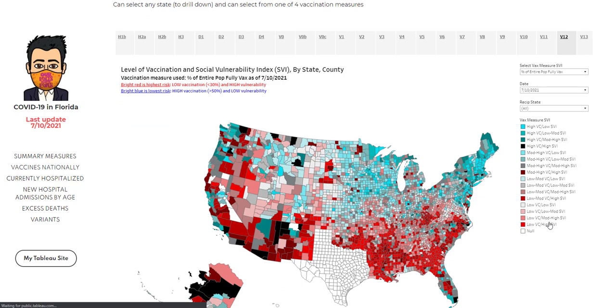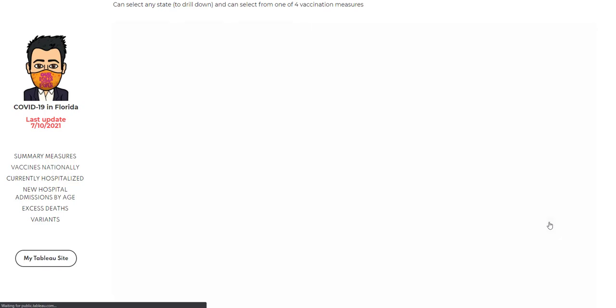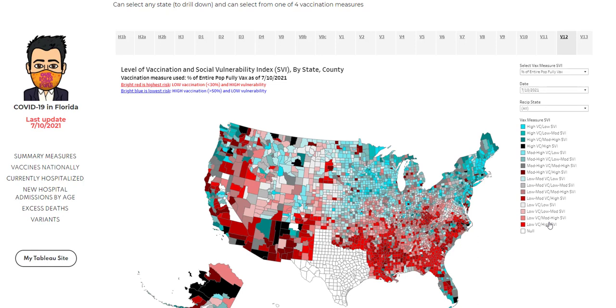The more red a county is, that's the most risky, I would say, that county is. That indicates low vaccination rates and a high social vulnerability index. That's kind of the deck is stacked against you. You don't have good infrastructure for dealing with COVID-19, and then you also have low vaccination rates. And then the bright blue is the lowest risk, I would say, because they have high vaccination rates.